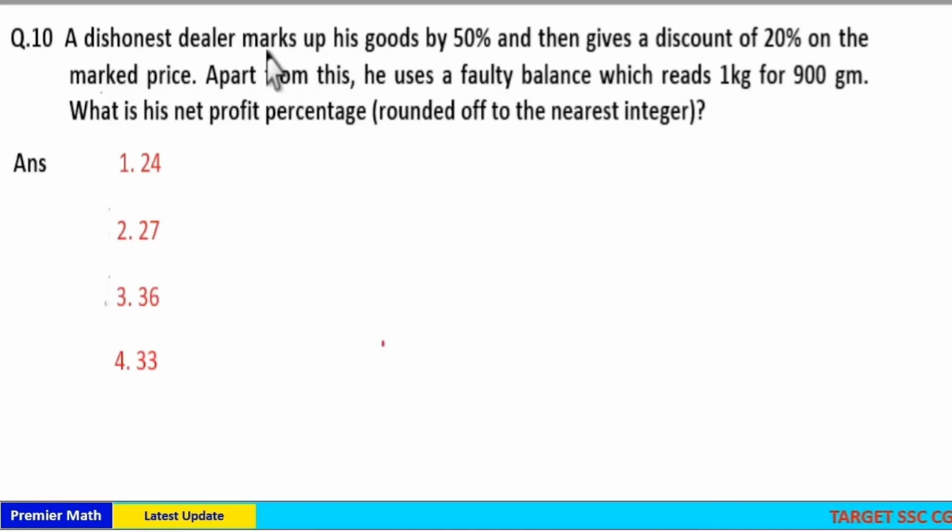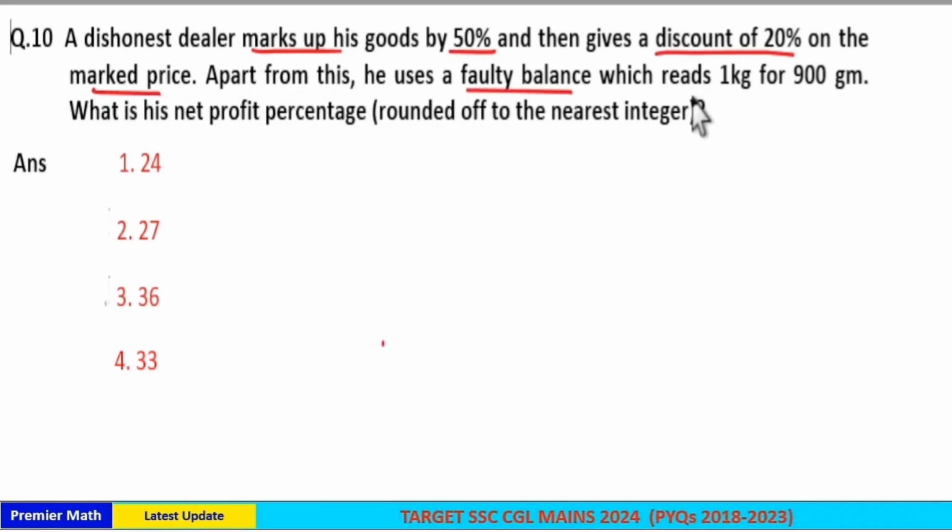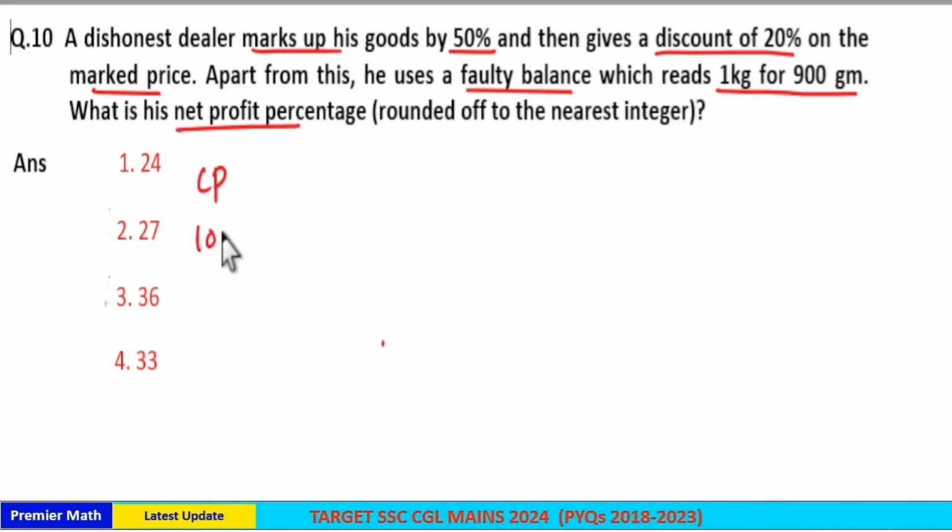A dishonest dealer marks up his goods by 50% and then gives a discount of 20% on the marked price. Apart from this, he uses a faulty balance which reads 1 kg for 900 gram. What is his net profit percentage? Here, consider cost price as 100 rupees.